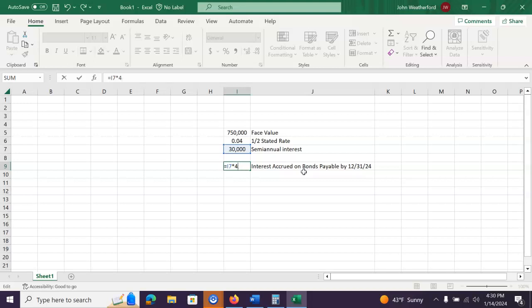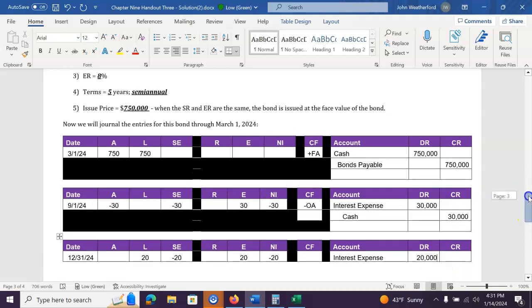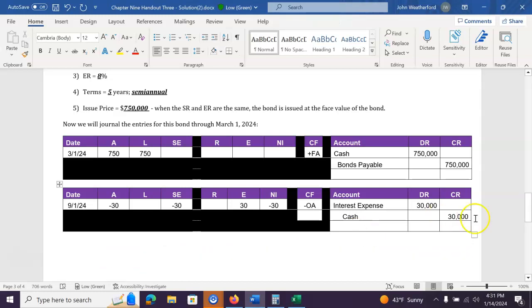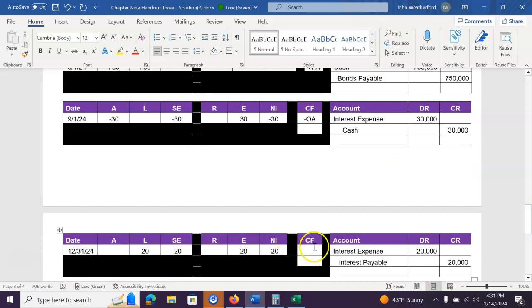So what are we doing here? Again, we're just going to say the 30 grand interest for 6 months times the 4 months that passed divided by the 6 months in the interest payment period. So that's $20,000. That's our debit here to interest expense in the adjusting journal entry. It's going to be a credit to interest payable. Let's get this all on one page here. No cash was involved. Hope that makes sense, you guys.